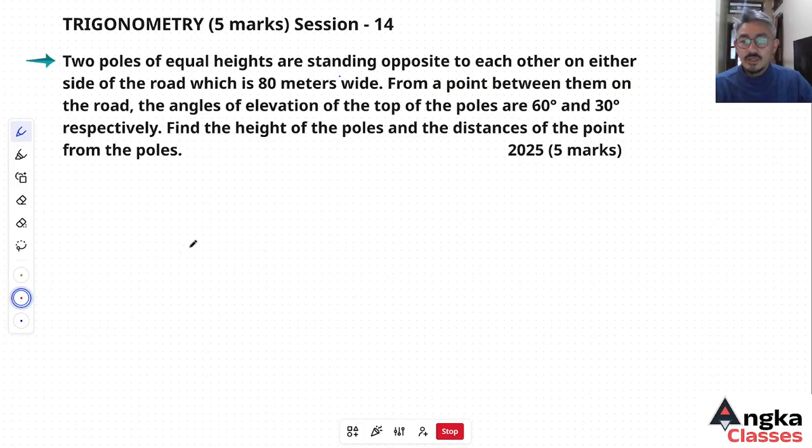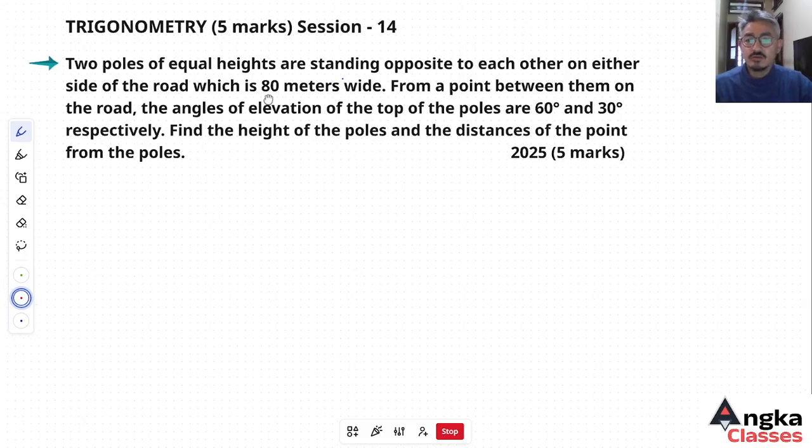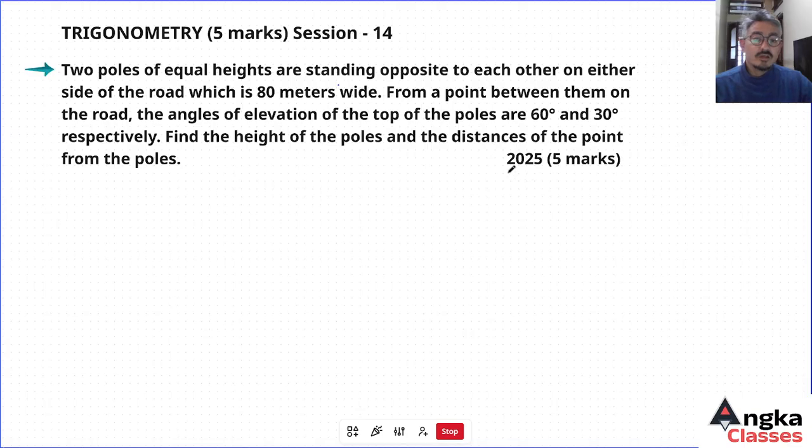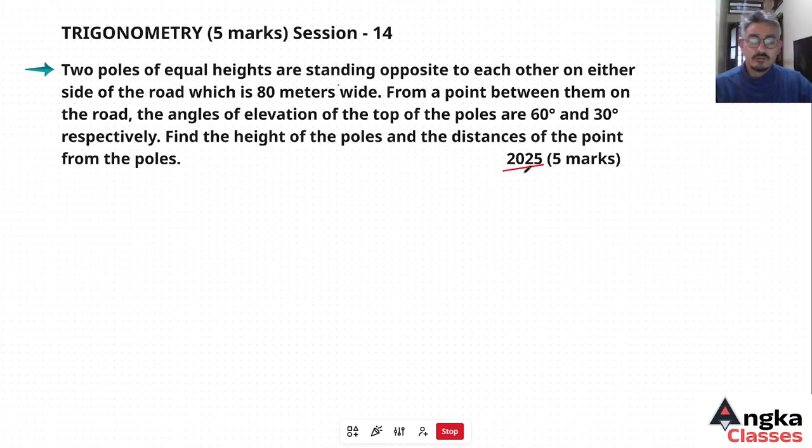So trigonometry ki 5 marks ki session number 14. 2025 ta hangiba question nama discuss tausi. Okay. Question jina hai ji kaino.